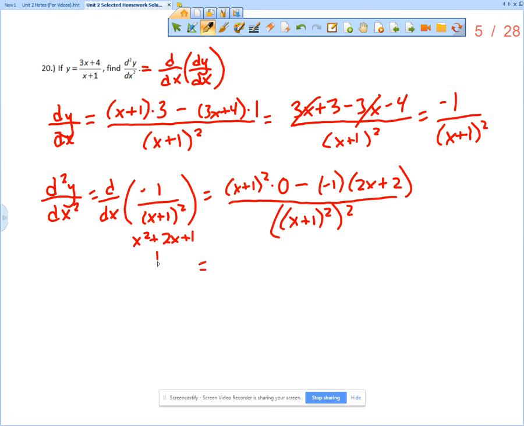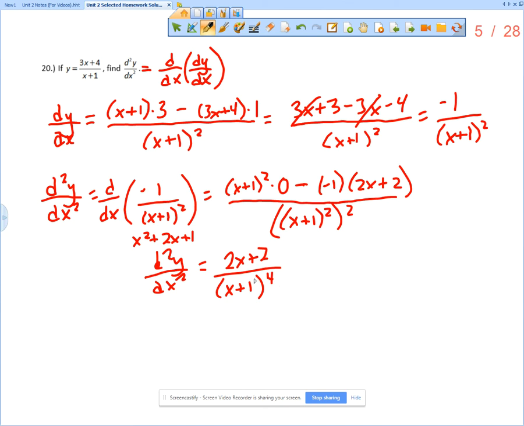All right, so I get d squared y dx squared is what? Well, the first part is 0. Then I have minus negative 1, so that becomes plus 2x plus 2 divided by ((x plus 1) squared) squared. So that's actually (x plus 1) to the 4th.